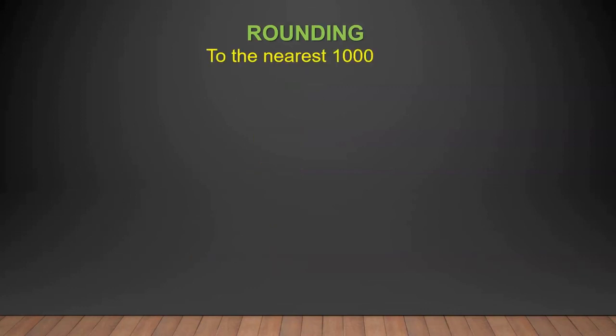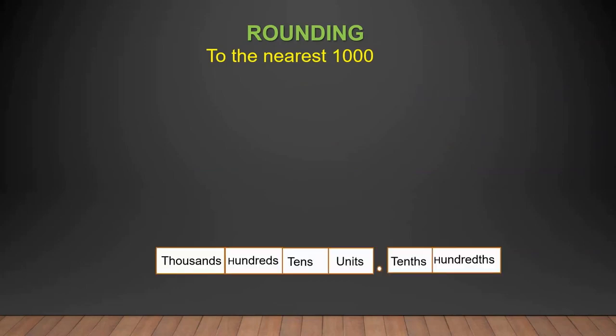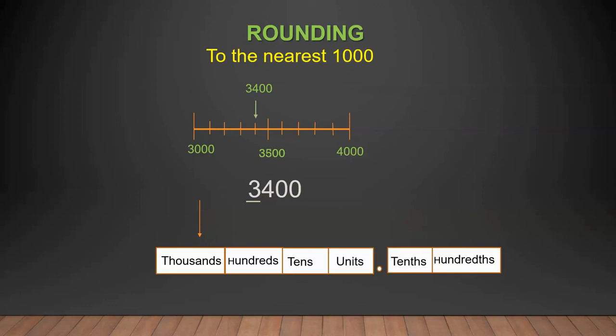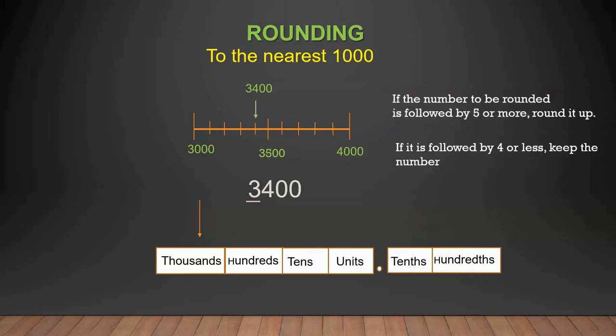So the last one, we're going to round off numbers to the nearest thousand, and this is the thousands place. So we have 3,400. 3 is in the thousands place, so we're going to round that off to either 3,000 or 4,000. In the middle is 3,500, and 3,400 is nearer to 3,000 than 4,000. Also, you can see that 3 is followed by 4, which is less than 5. So that means you're going to keep the 3 there and turn the other numbers to 0, which will give us 3,000.